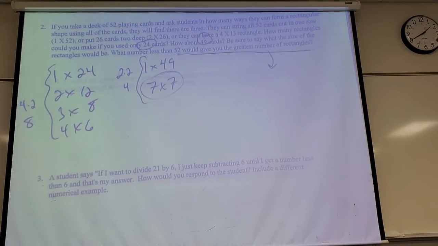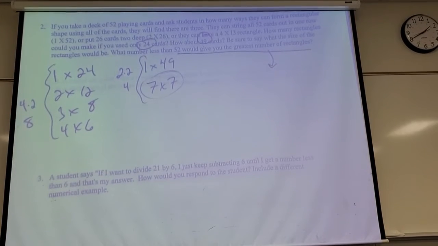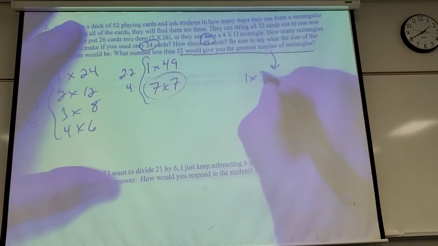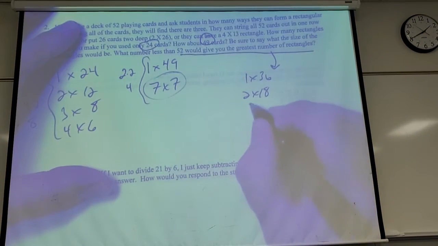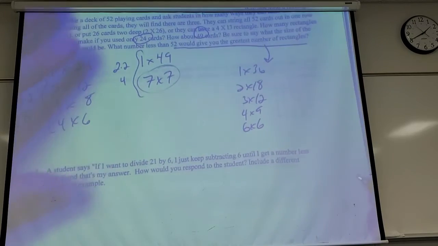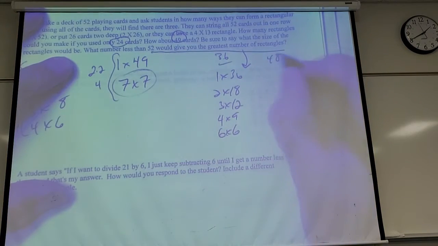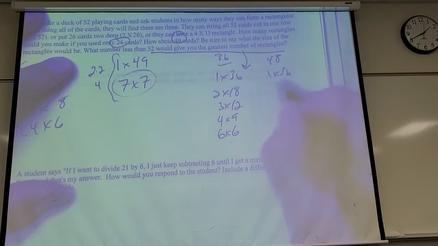For what number? 48. 48. Okay, 48's a really good candidate. Yes. 36 also has 10 rectangles. Well, let's see, 36. All right, let's take a look. Oh wait, no, 'cause no. 6 times 6. There you go, there you go. So 36, it goes 1 times 36, 2 times 18, 3 times 12, 4 times 9, 6 times 6, and then it turns around. 48 is going to go up to 1 times 36.